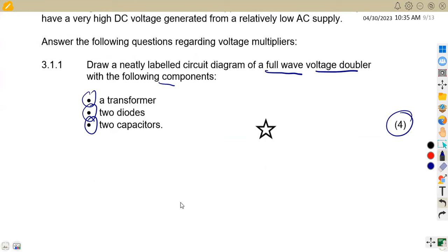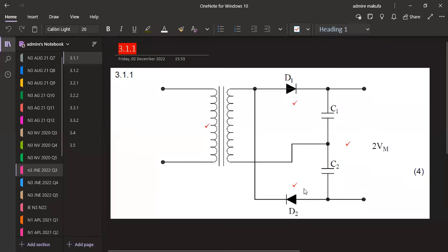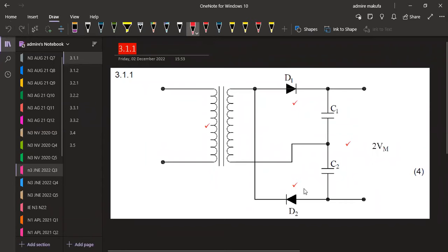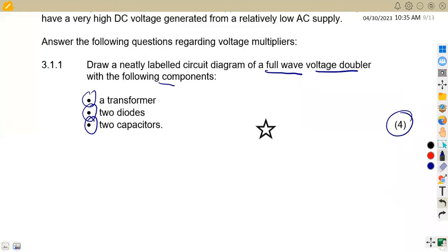All right, so this is what I have, guys, for a full wave voltage doubler, the one that you are actually having with the components. So we are having our transformer here, the 2 diodes that we have, and the capacitors in this case on the other part. All right, so that is the circuit that you were being asked in this case to give or to have. All right, let's check another part of the question.